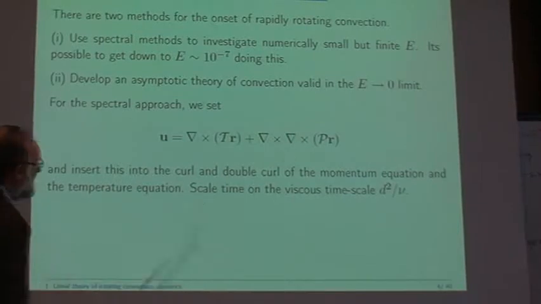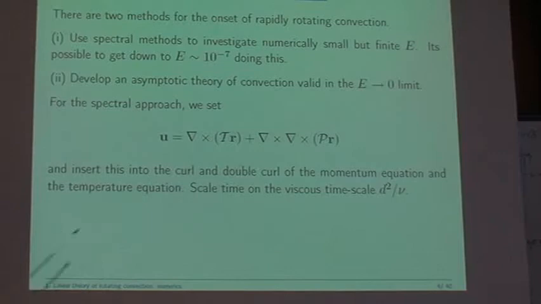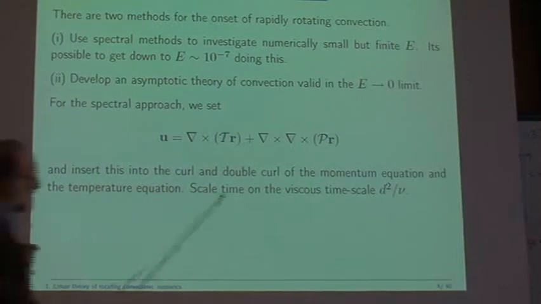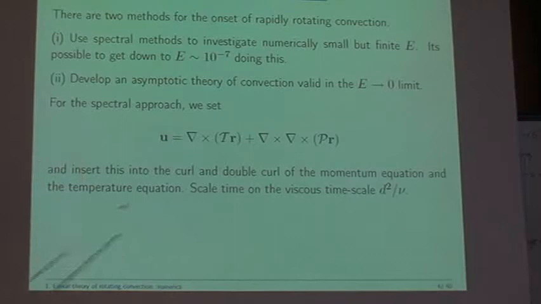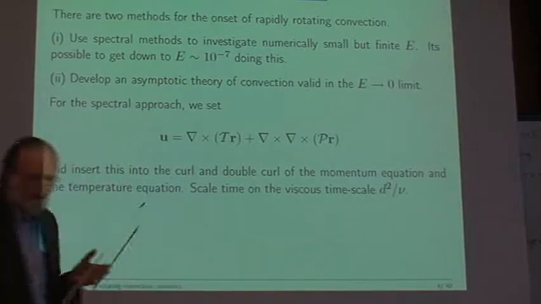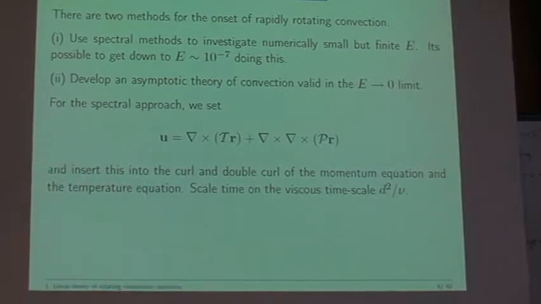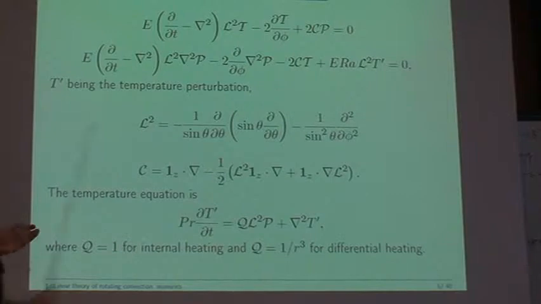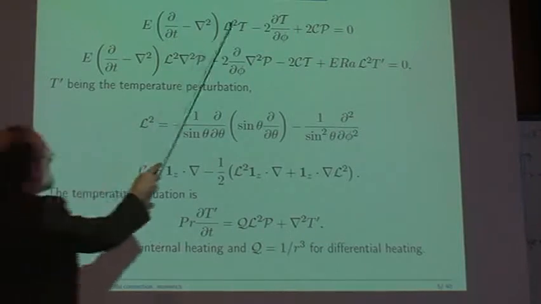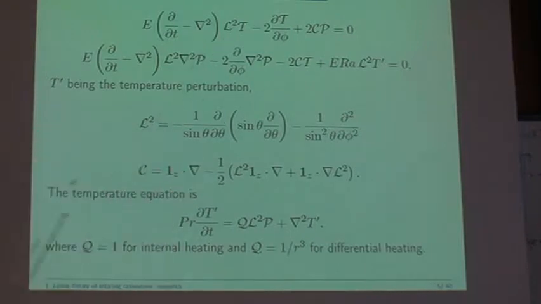As usual, we decompose the velocity field into toroidal and poloidal components, and we insert that into the curl and the double curl of the momentum equation. That's the r component of those two things. And we're going to scale time on the viscous time scale now. We've got no magnetic field, so eta doesn't appear at this stage. This is, of course, the natural thing to do. And we end up with these equations here, the linearized equations for the toroidal parts and the poloidal parts.